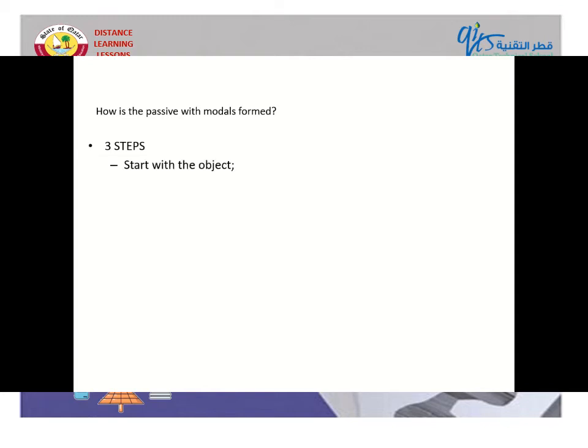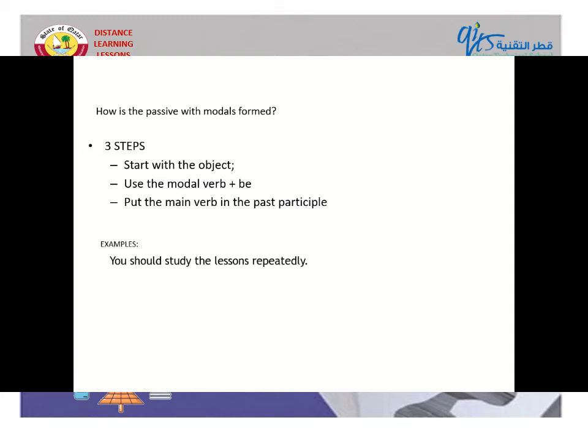Start with the object. Now use the modal verb plus be. This is the only difference. And step 3, put the main verb in the past participle, just like in the last one we did. So let's take an example. You should study the lessons repeatedly. Step 1, start with the object. Our object here is the lessons. Step 1, done.